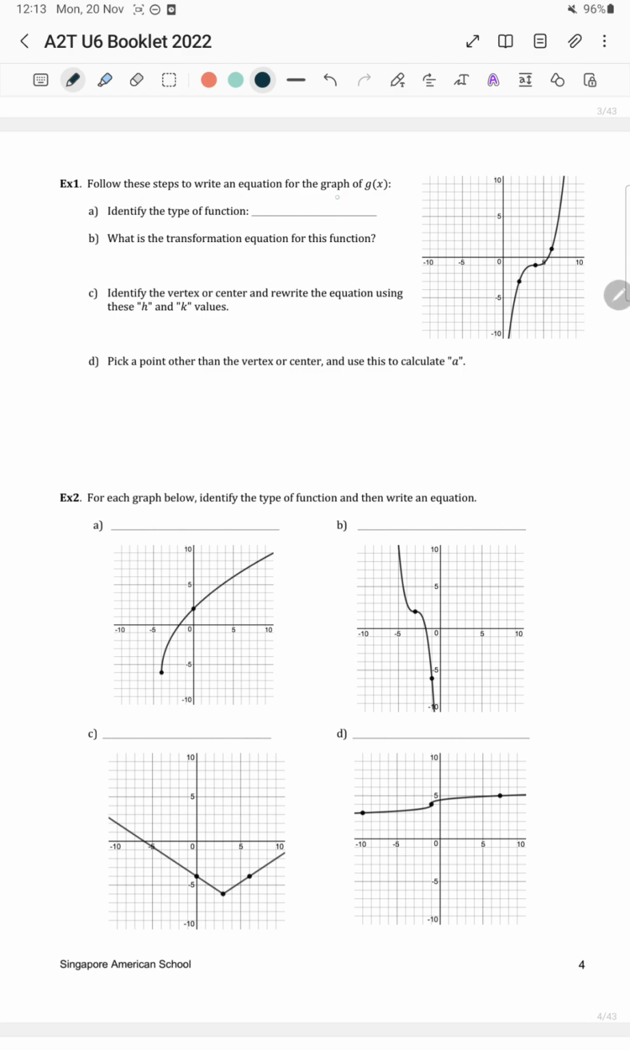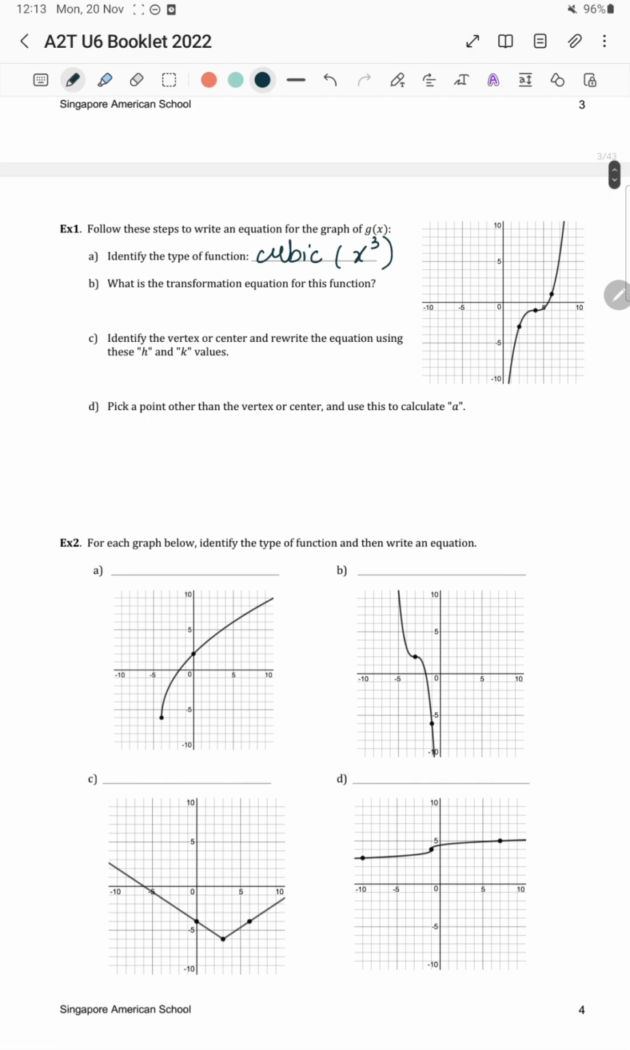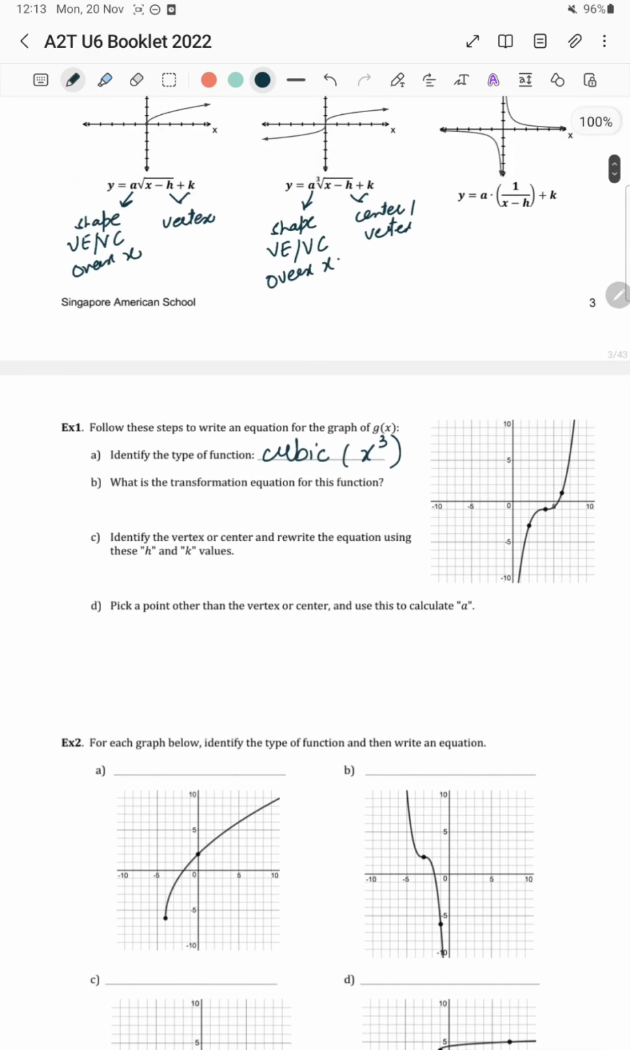Follow these steps to write the equation for the graph of g of x. Identify the type of function. So which type of function is this? We know that this function is cubic. This is the cubic function x cubed. What is the transformation equation for this function? So what is the cubic function?